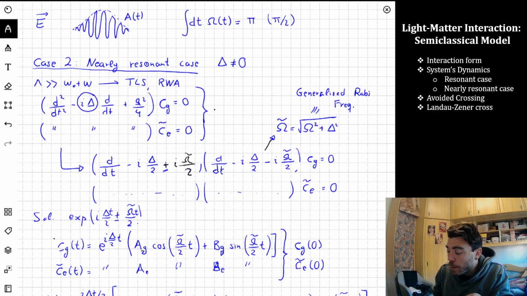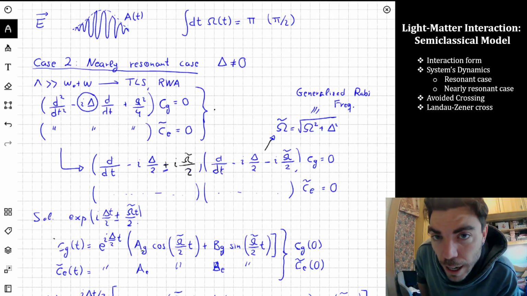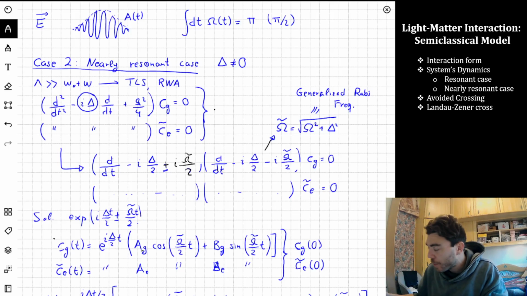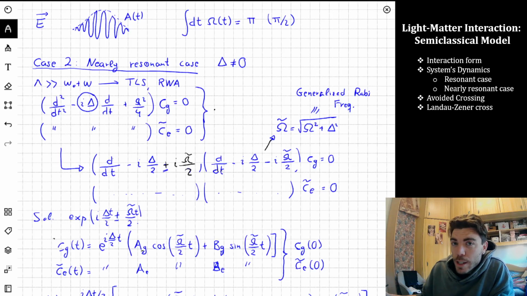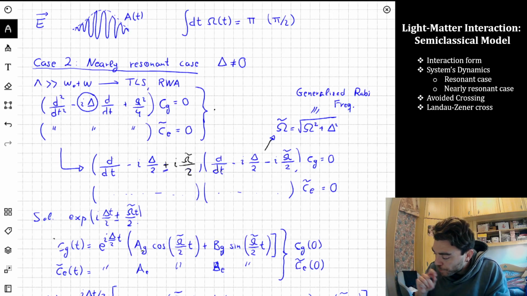And I ended the video saying that we were now going to see what happens in the nearly resonant case. I just wrote the math here already because it's a bit more math, but in terms of the insights of the physics behind it, it is a very similar scenario. So I will guide you through this math.